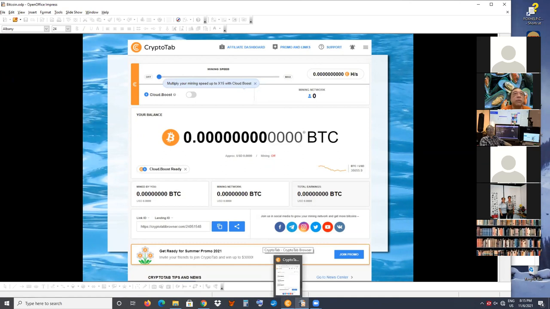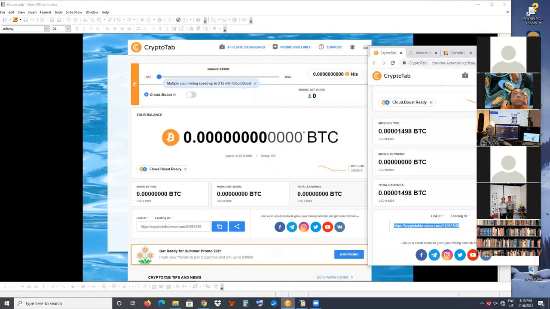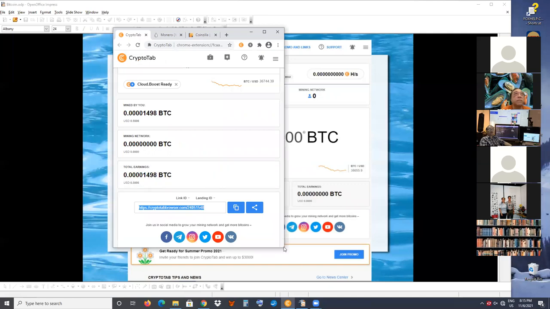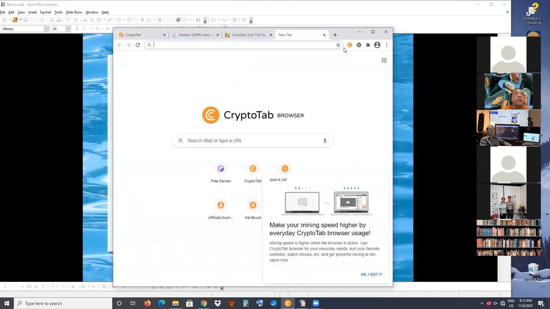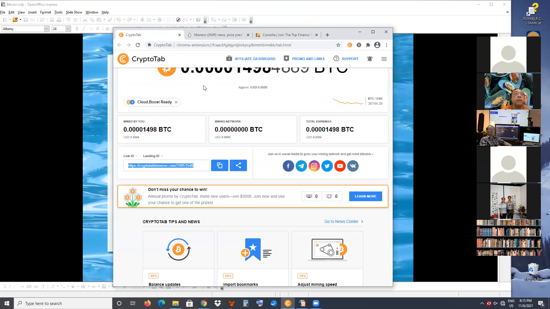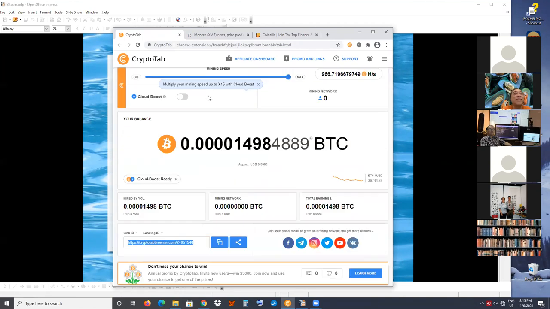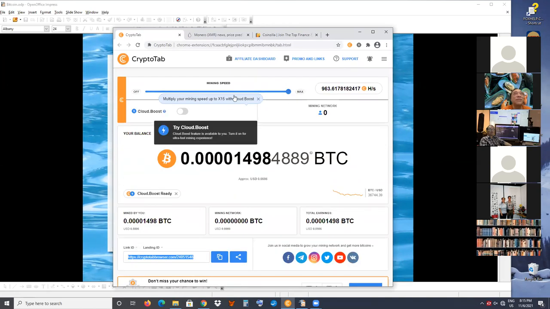which is the CryptoTab browser. It's exactly like a Chrome browser. You can use it to search for things, just like a browser. So CryptoTab uses the open source browser to develop the app, and you end up with another browser called the CryptoTab browser. Here you can see, because I'm using a lot of software, the speed dropped to 900.